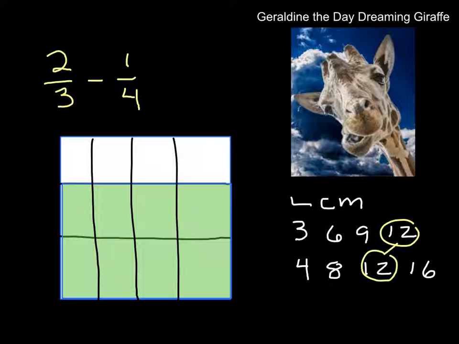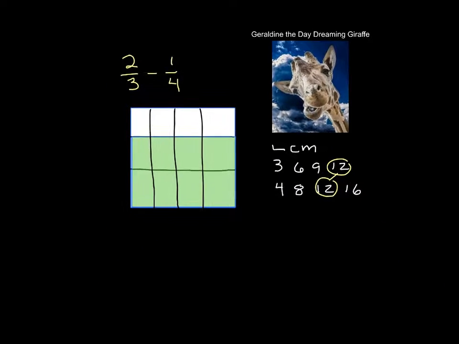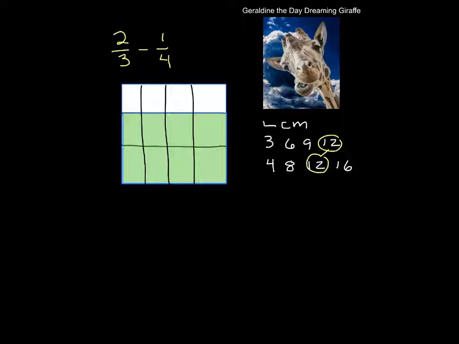So I have common multiples here. And now I'm going to put this all on hold and move to the algorithm. So watch what I do here, and you'll see how the algorithm will tie into our illustration here. So I'm going to write my 2/3 and I'm going to be subtracting the 1/4.